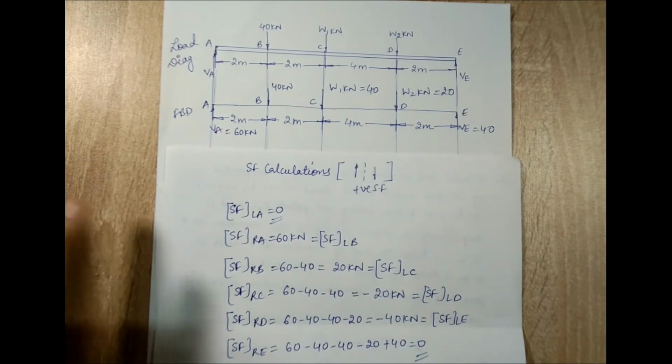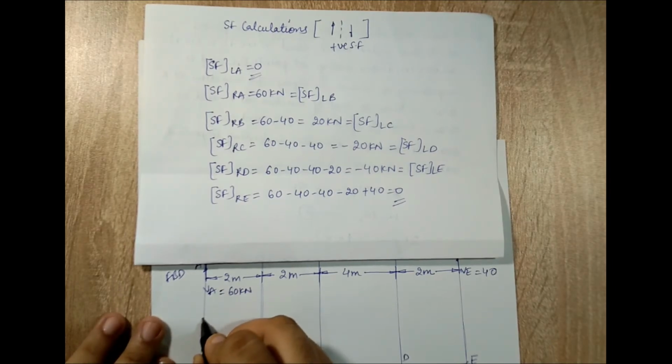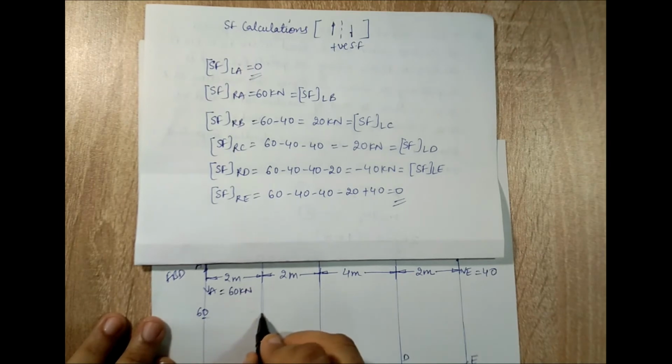Now I will go for drawing the diagram. I'll first draw the center line. My SFD values will be in kilonewton. This is A, B, C, D and E. To the left of A the value is 0. To the right of A the value is plus 60, which is the highest value here. Left of B has the same value, so I'll write down 60. Right of B has value 20 kilonewton.